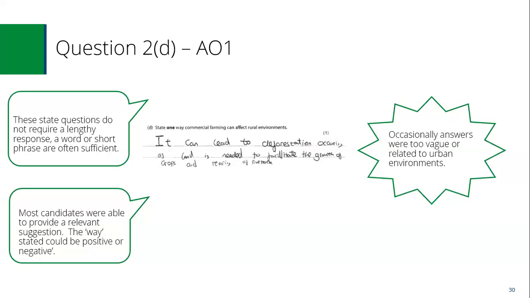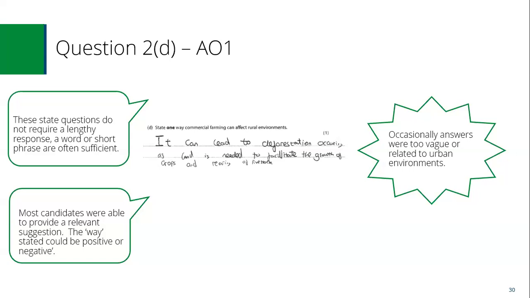Question 2D here. State one way commercial farming can affect rural environments. Again, we're looking for that statement of fact rather than anything else, and not a reason or anything like that.